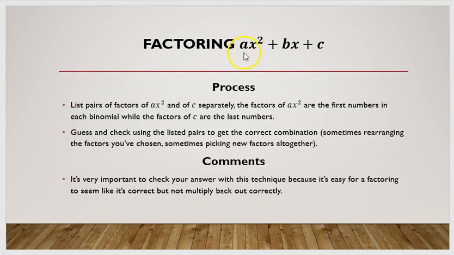Now for the harder case, when we do have a number in front of the x squared, basically you want to list out all of the factors of this first number and the factors of this last number separately. And the factors of the ax squared piece are going to be the first numbers in each binomial, and the factors of this last number will go in the last spot of each binomial, the second spot in each set of parentheses. And then basically you just want to keep guessing and checking from the pairs that you're picking until you get one that FOILs together and correctly gives you the original expression. It's very important to check your answer on these because this is the easiest one to make a mistake on. You think that your numbers will multiply or add correctly, but find out that it doesn't actually work.